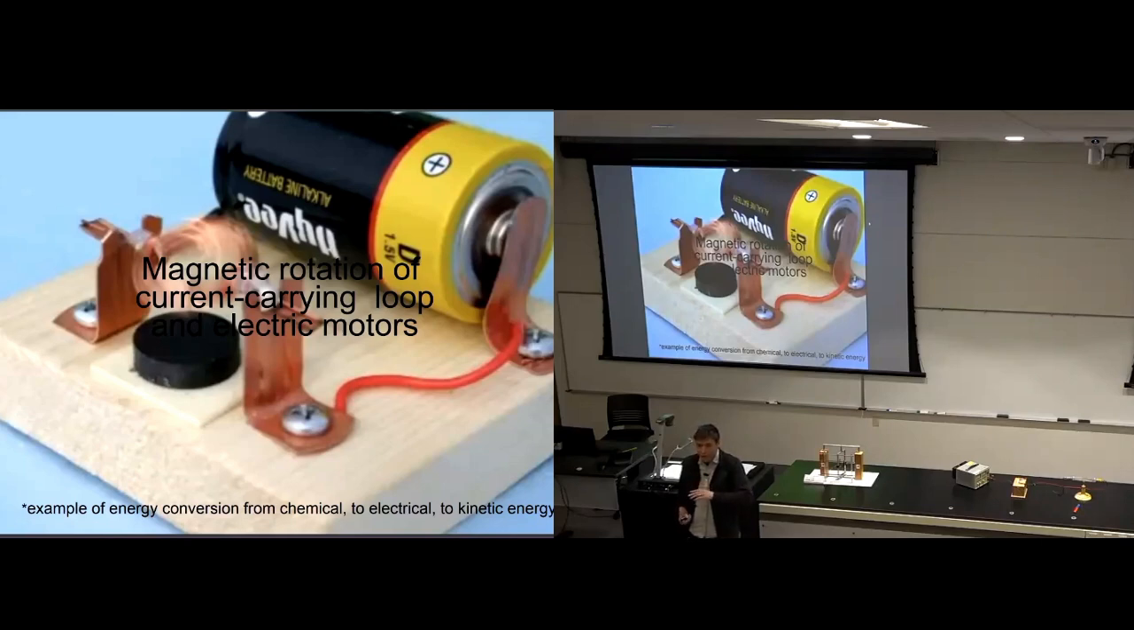I mentioned earlier on that if you think about the universe or the world from the perspective of energy, everything's about energy transforming from one form to another. Energy conversion from one form to another.